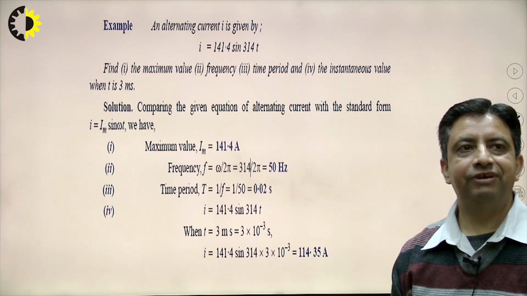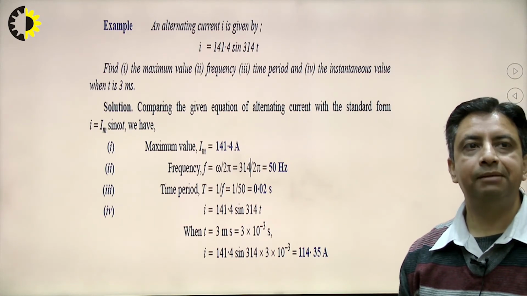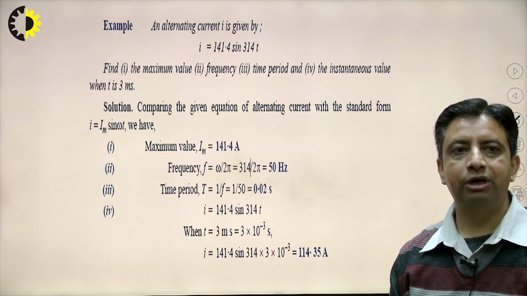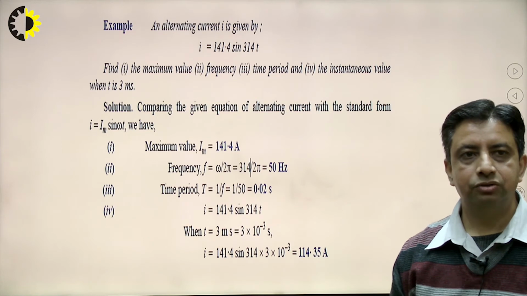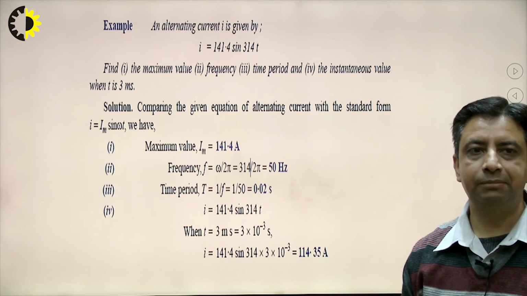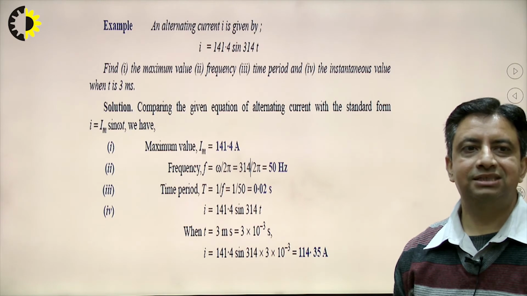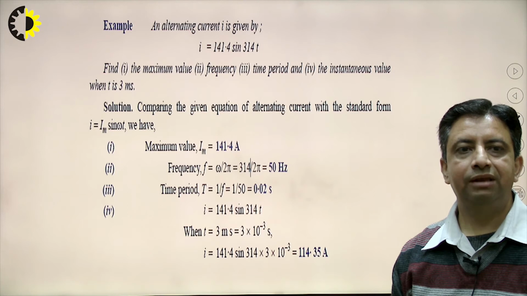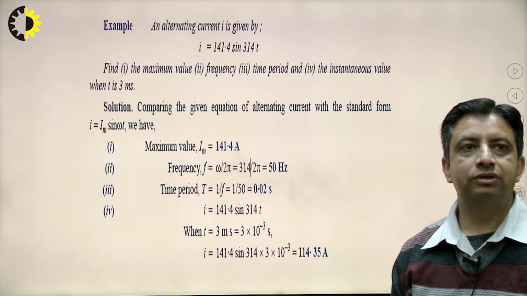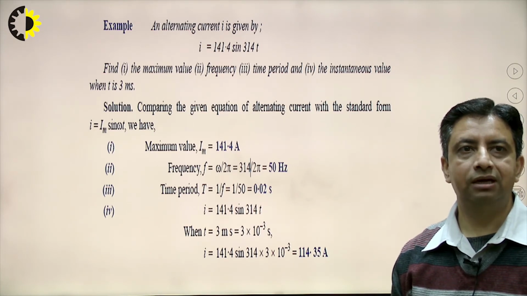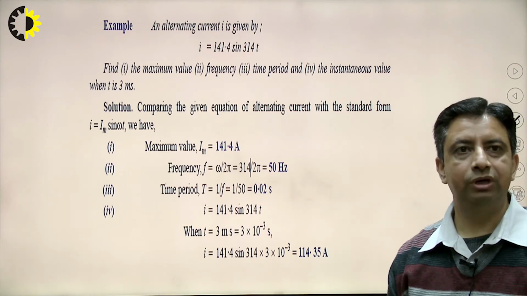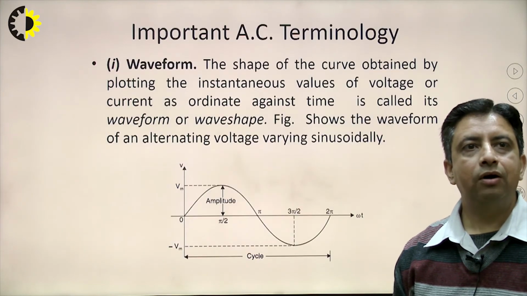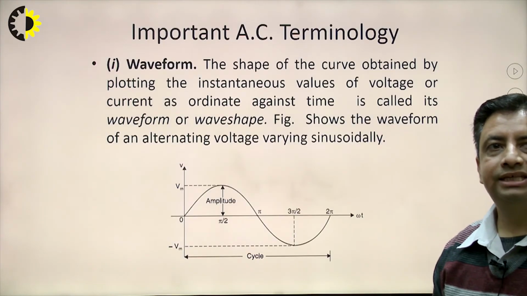And the instantaneous value of this current at time equal to 3 millisecond. We know that i is equal to 141.4 sin 314t, so simply put the value of t equal to 3 millisecond. If we replace this time by 3 millisecond, i will come out to be equal to 114.35 ampere. In this way we can solve this numerical using the alternating voltage equation or the alternating current equation. Now, coming to the important AC terminologies.